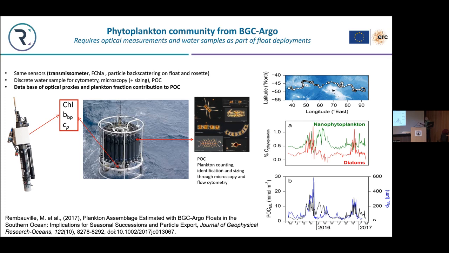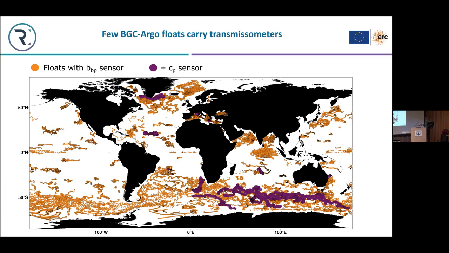So we are quite confident that these complementary methods allow us to better understand the composition of the phytoplankton community or of the size of the particulate assemblage. However, for this, we need the transmissiometer, and you can see in this database that because BTP is a core BGC Argo sensor, we have it mostly everywhere, but we have few data with transmissiometer, definitely here, here, and here. So it's very few, and I will come back later on this.